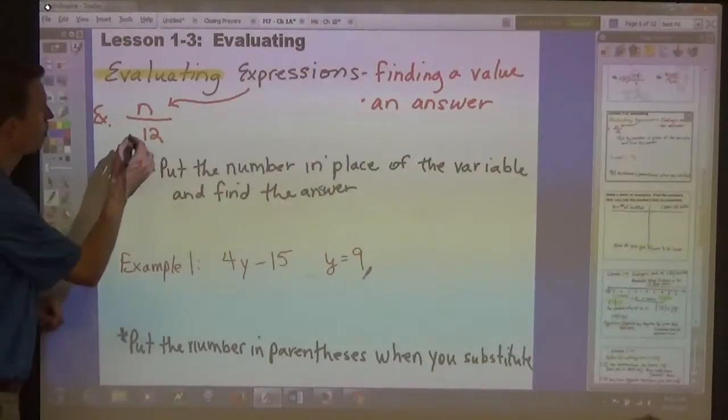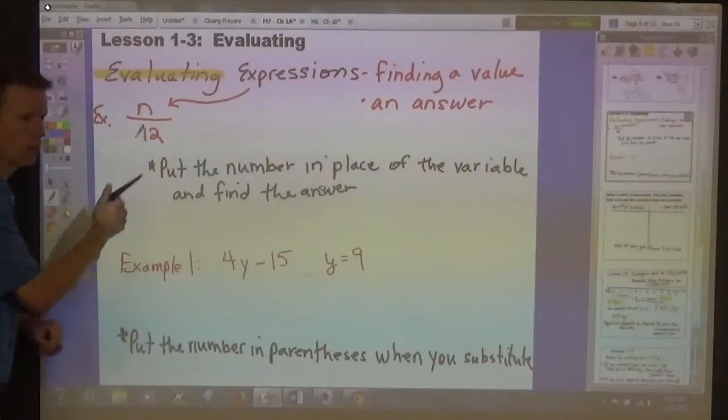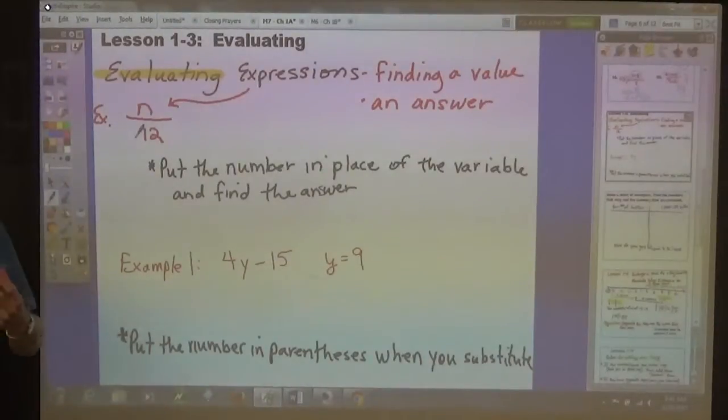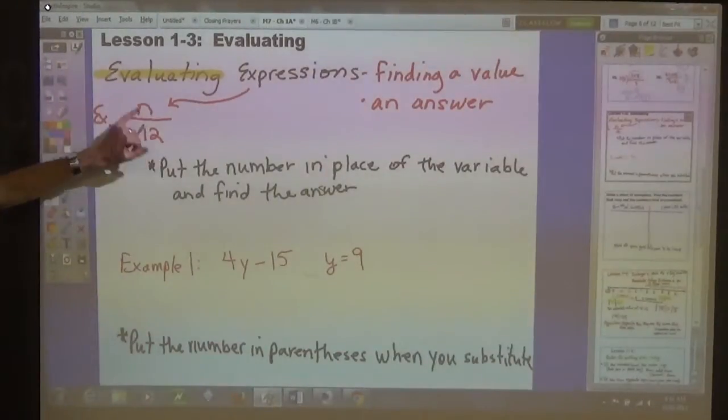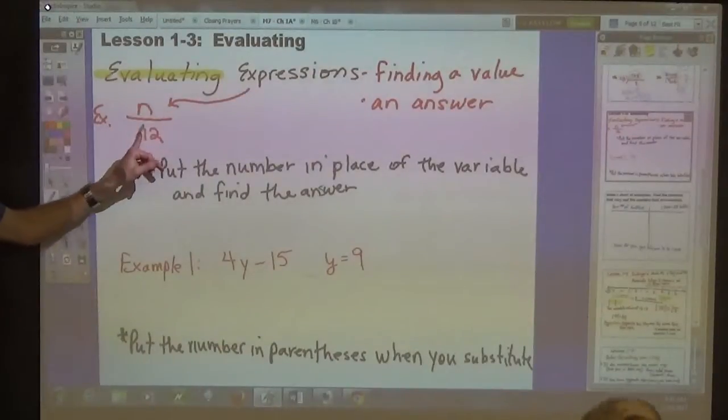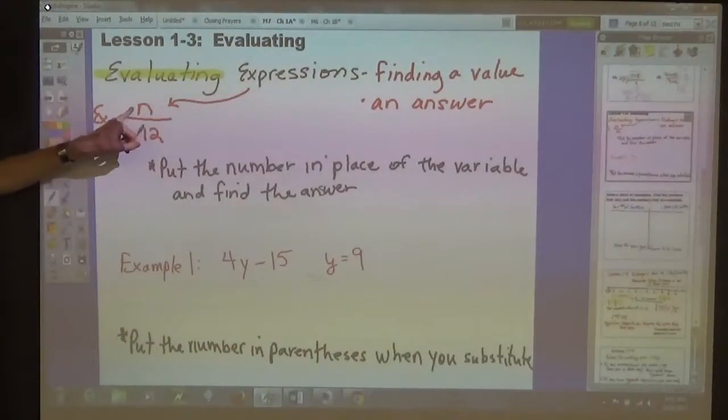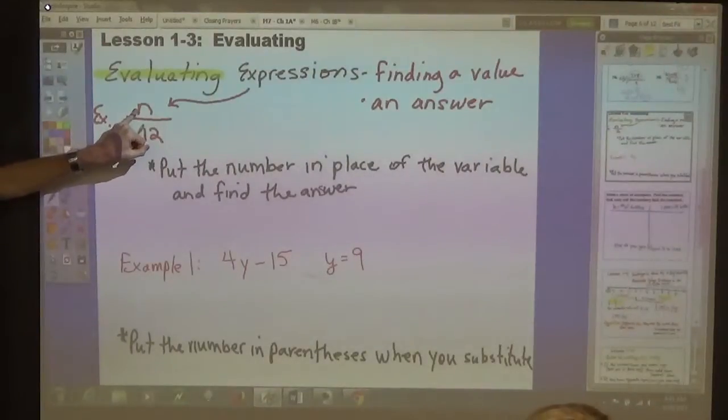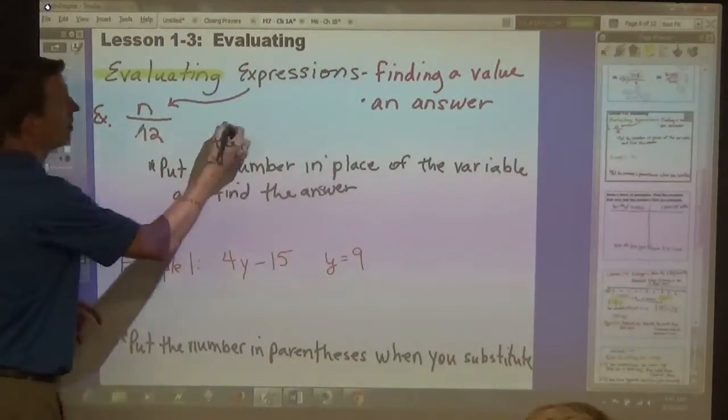So this is an example of an expression, n divided by 12. We practice writing these expressions out in this form. And now, once you have it written, what if you know what n equals? If you know what n equals, or you're given some values for n, then you can find an answer. Or you can evaluate it.